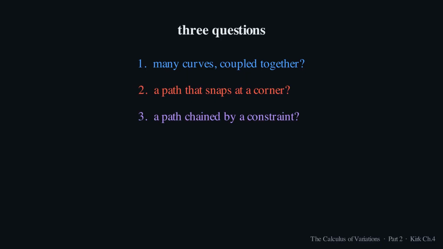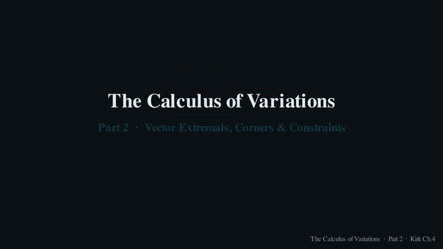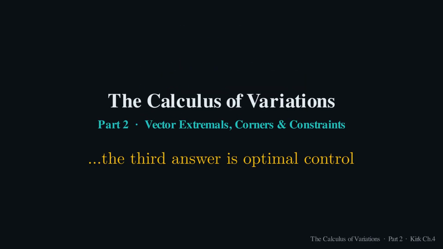So the question for this video is simple. When the thing you're choosing is not one curve but many coupled together, what replaces the Euler equation? And then, what happens when the path is allowed to snap at a corner? And what happens when it's chained by a constraint? Answer those three and we arrive at last at the doorstep of optimal control.